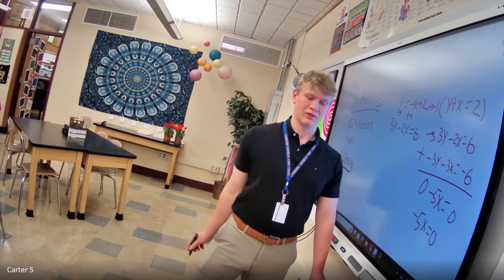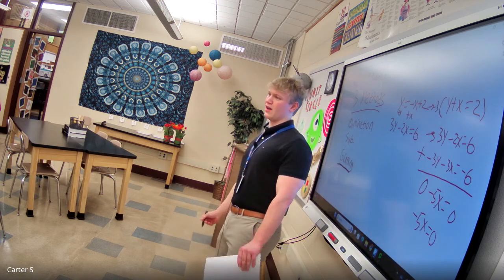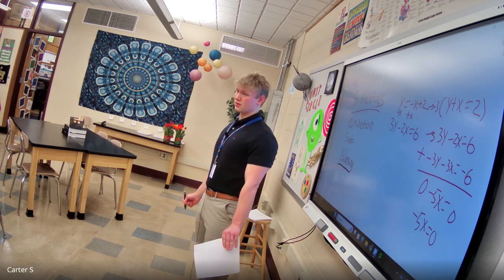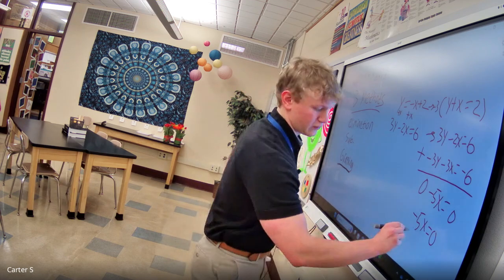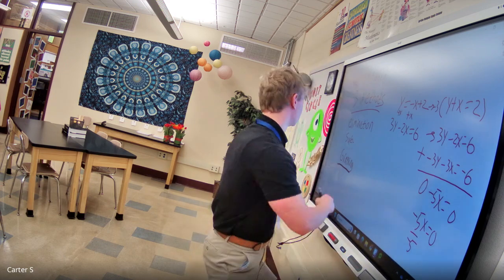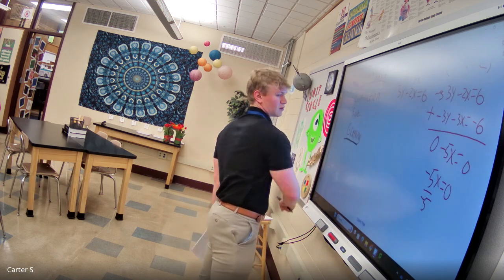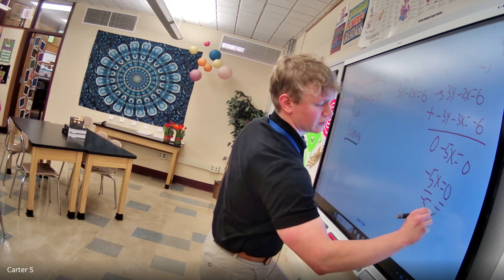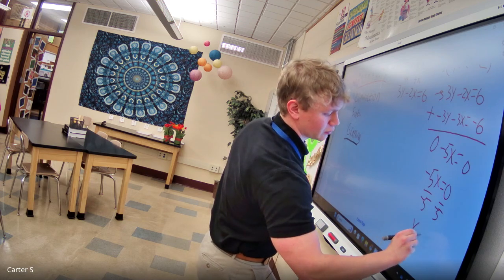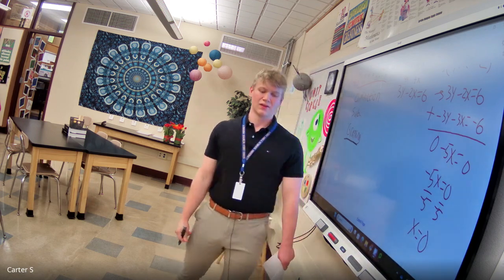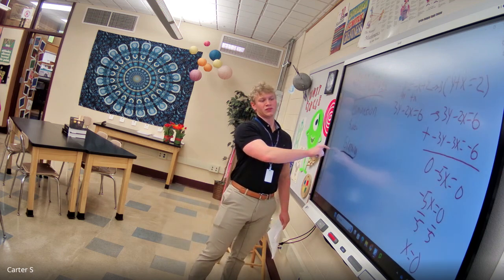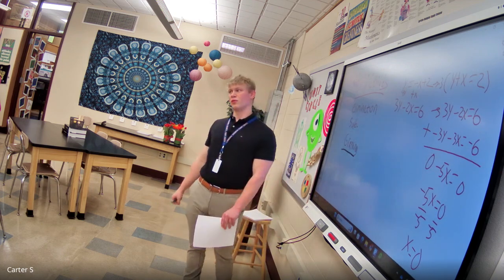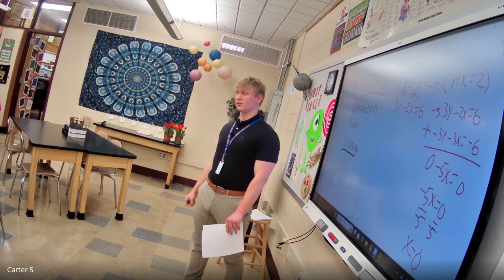What is 0 divided by a -5? 0, okay? I divide by -5. X equals 0, okay? So we have our X. We need to still find our Y, okay? What am I going to do next?